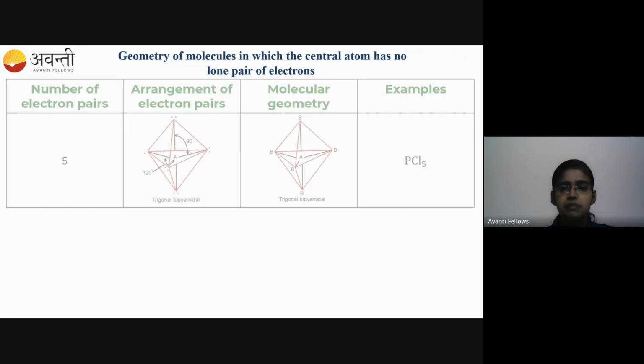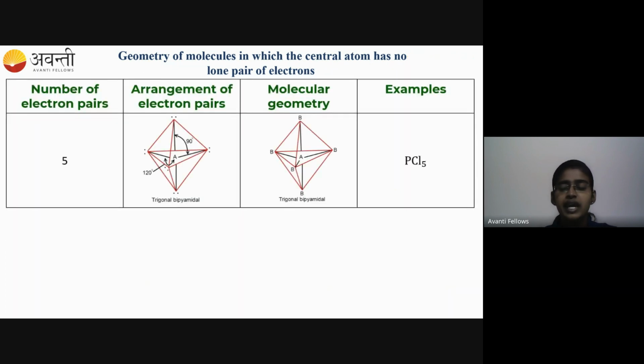The next type is AB5. Example is PCl5. So phosphorus at the center. 3 chlorines are occupying the trigonal plane. 1 chlorine is above the plane and another chlorine is below the plane. So it is forming trigonal bipyramidal geometry with 2 types of bond angles present in it.